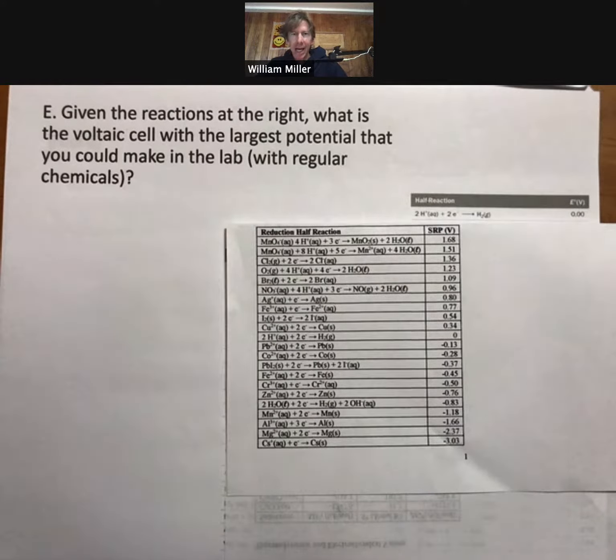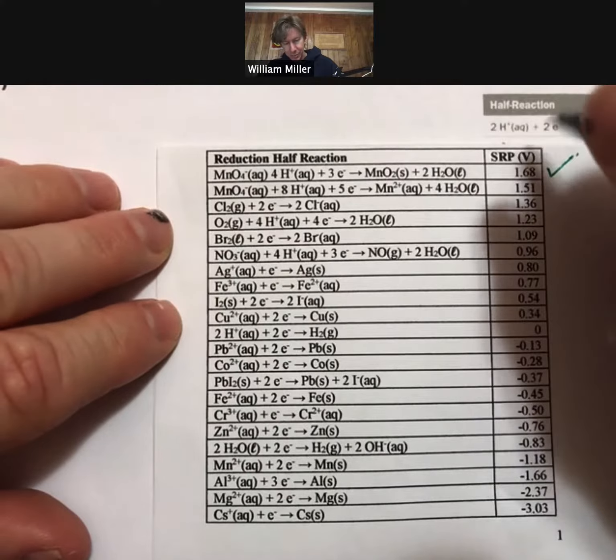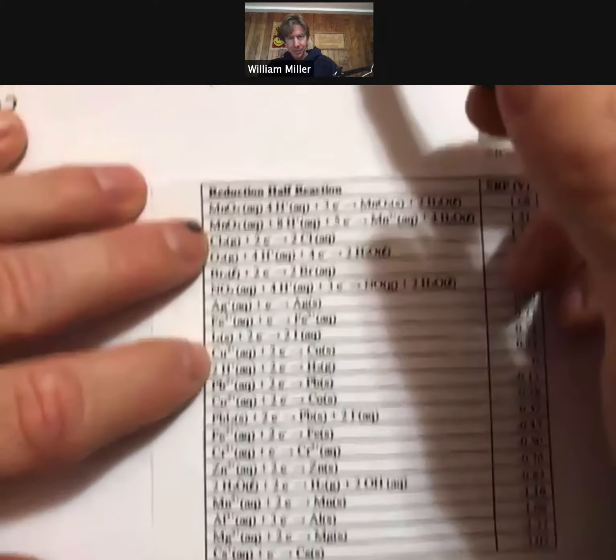we're going to try and find the most positive reduction that we can do. And I've gone ahead and included mostly only things that you can find in the lab, although we'll talk in a minute about that. So here we have permanganate ion plus hydrogen ions goes to manganese oxide and some water. So that one is totally possible. So that's going to be the most positive because we're going for the largest potential.